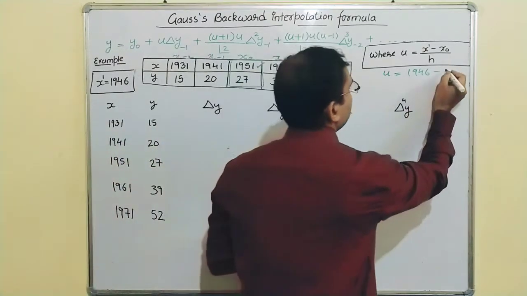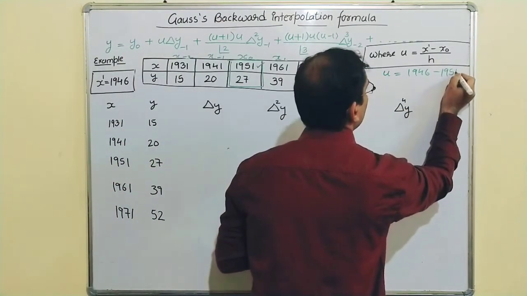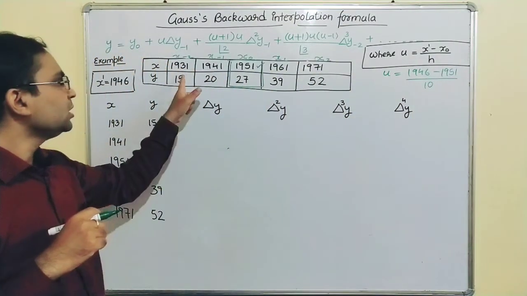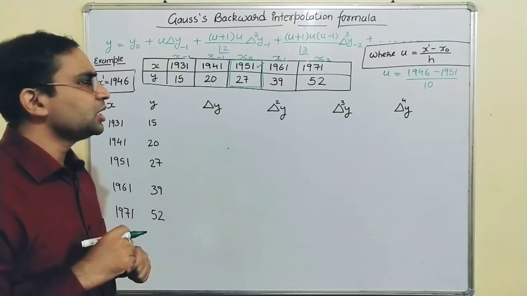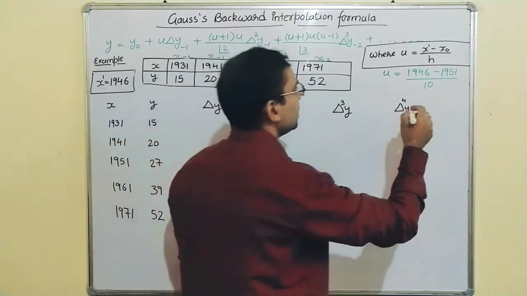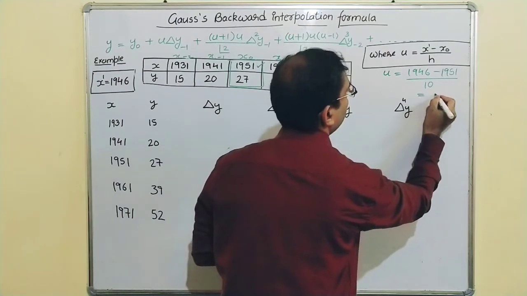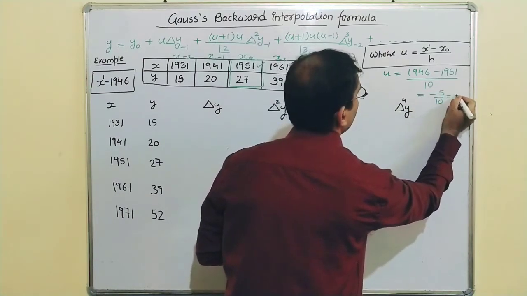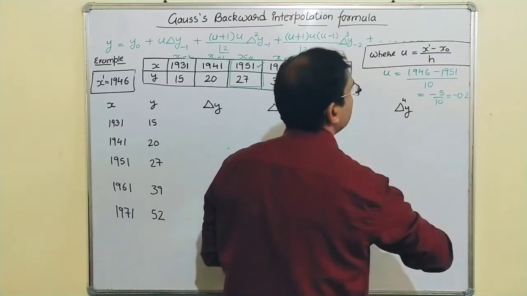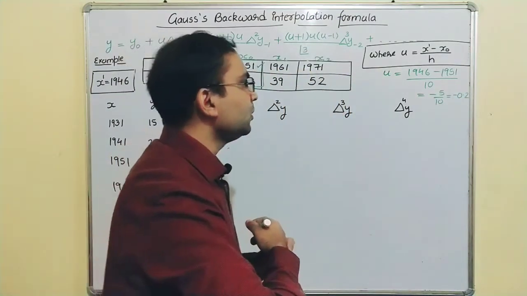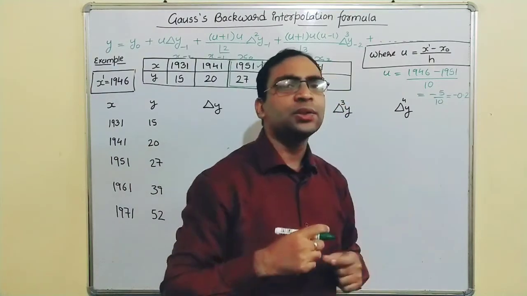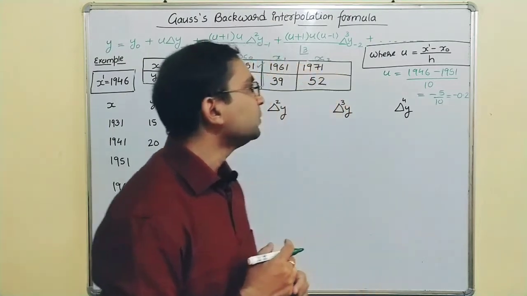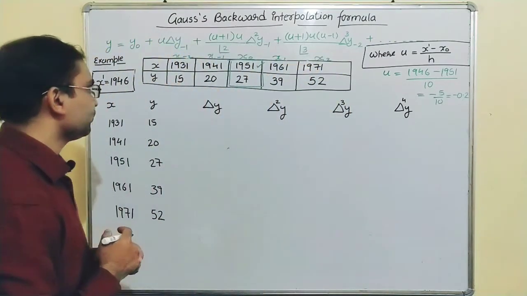So we have this as 1951. This whole is divided by the interval, that is 10 years, 1931 and 1941. This is 10 years. So the interval is 10 years. So this is coming to be minus 5 upon 10, or we can say this is minus 0.2. So we have u as minus 0.2.